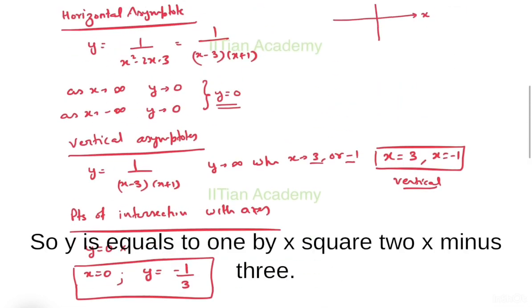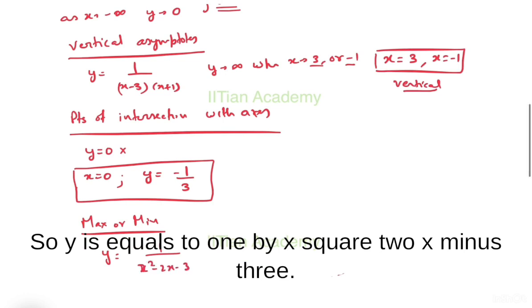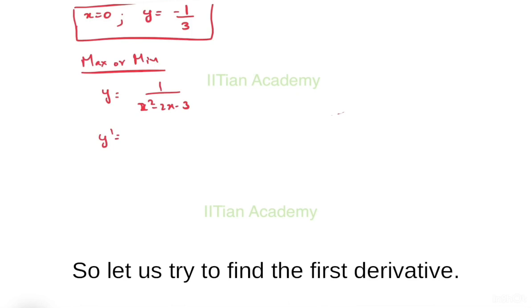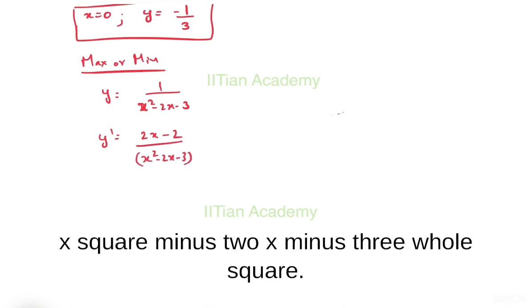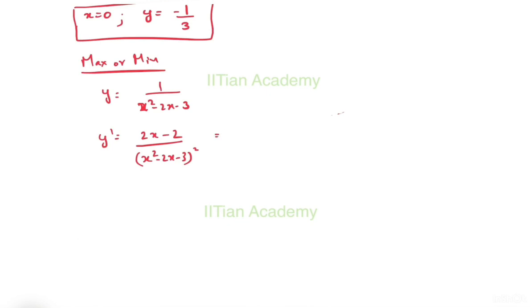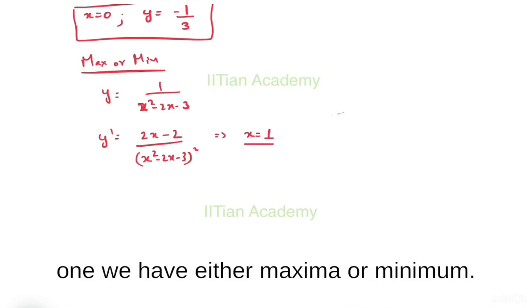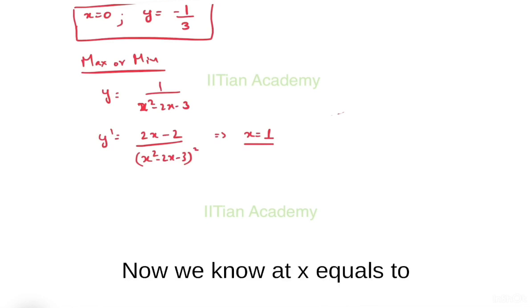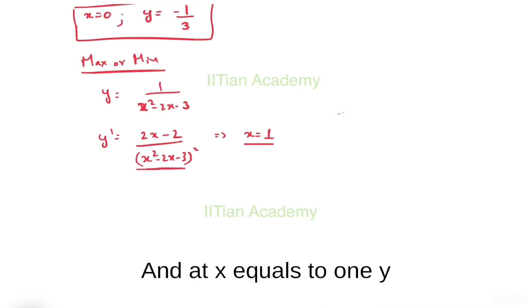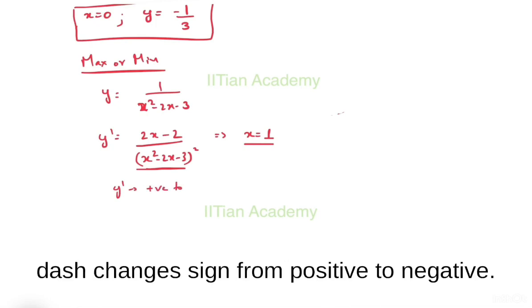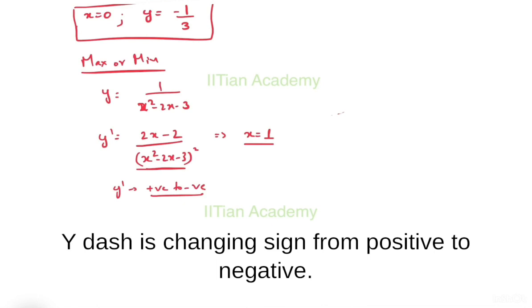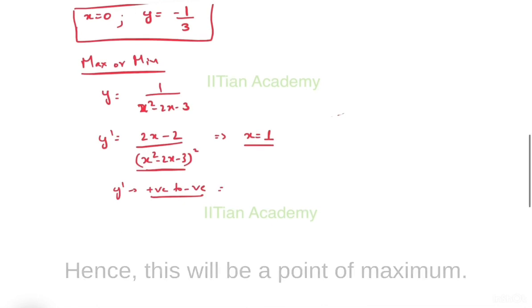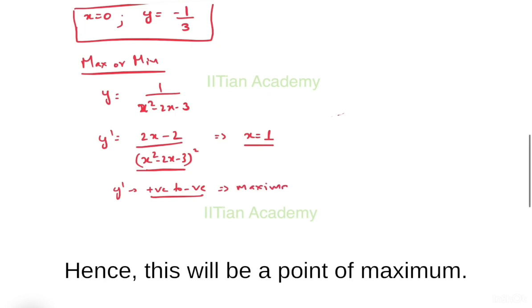Now let us try to find any point of maxima or minima. So y is equal to 1 by x square minus 2x minus 3. Let us find the first derivative. So y dash will be minus (2x minus 2) divided by (x square minus 2x minus 3) whole square. So we know at x equals 1, we have either a maxima or minima. Now y dash changes sign from positive to negative at x equals 1, and hence this will be a point of maxima.